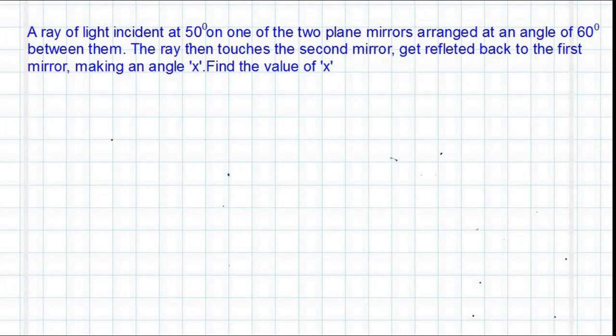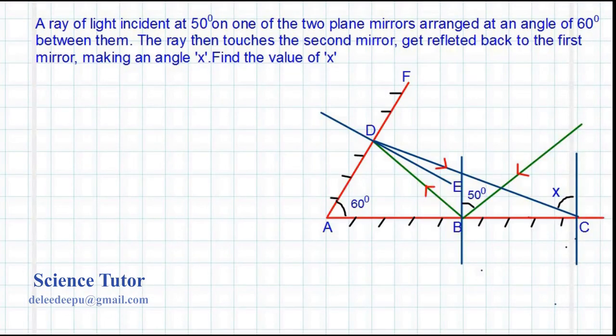The ray of light incident at 50 degree on one of the two plane mirrors arranged at an angle of 60 degree between them. The ray then touches the second mirror, gets reflected back to the first mirror, making an angle x. Find the value of x. Here 50 is the angle of incidence and the angle between the mirrors is 60 degrees, and then the ray touches the second mirror, and we want to find the angle x with the normal.